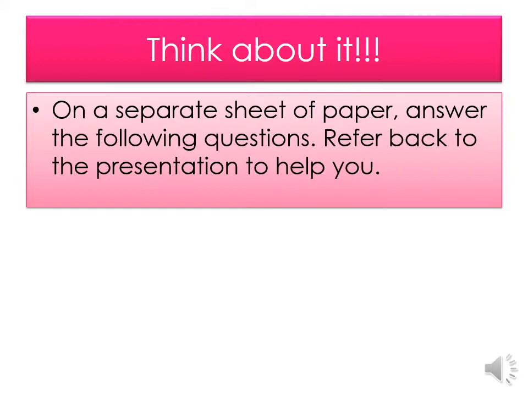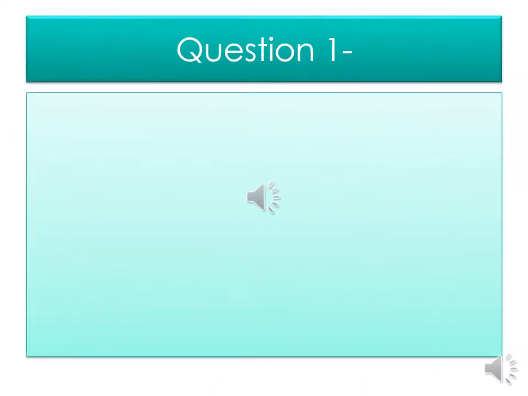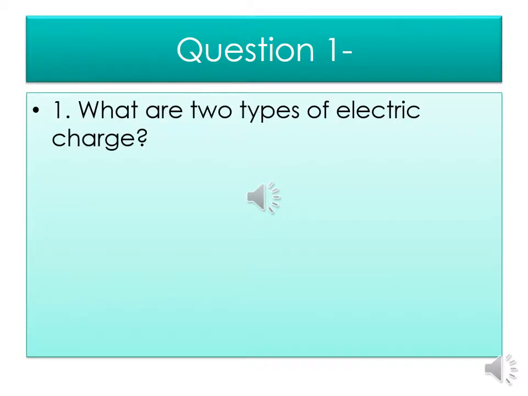Alright, here's what I want you to think about. You have the ability to go back through the slides, to move back through the video, to review concepts that maybe seemed unclear, and go back through and read it. On a separate sheet of paper, answer the following questions. Refer back to the presentation to help you. Question 1. What are two types of electric charge? What charges can an object have? There's only two.